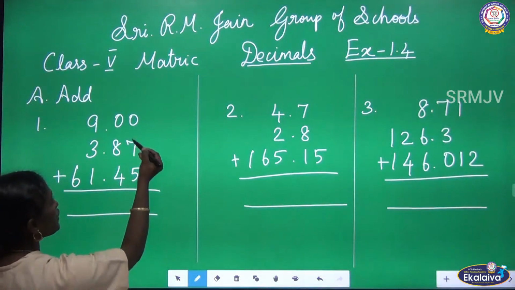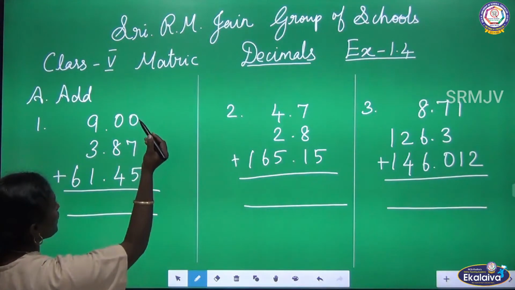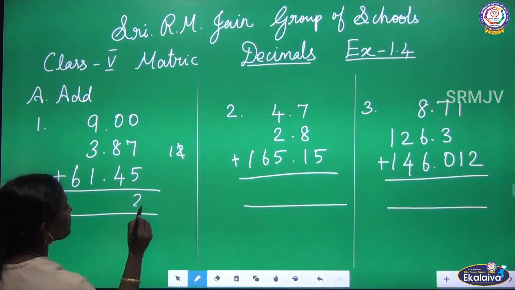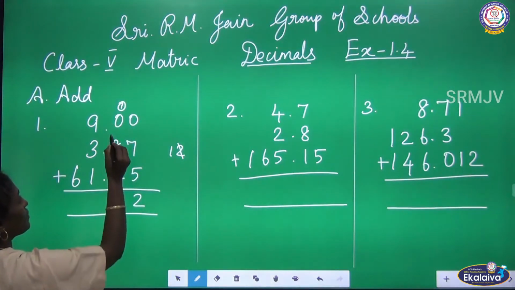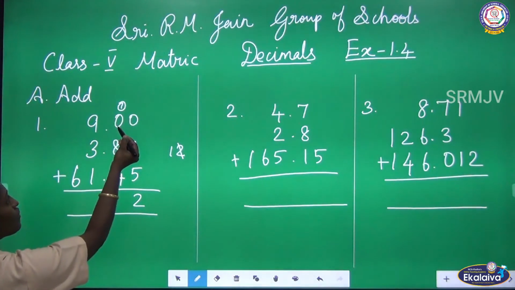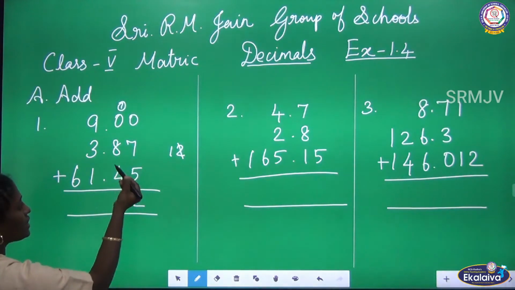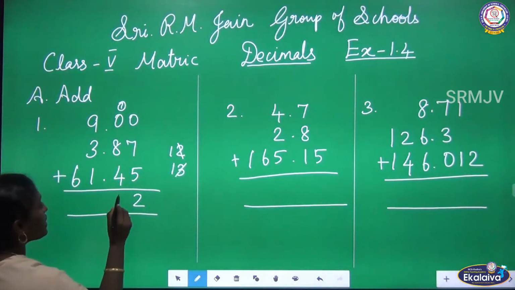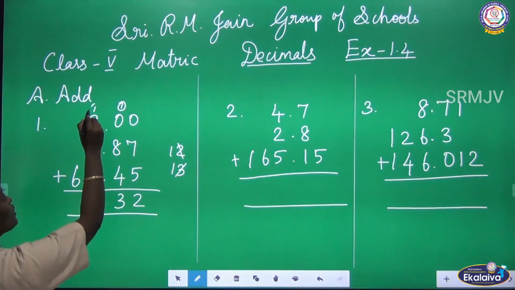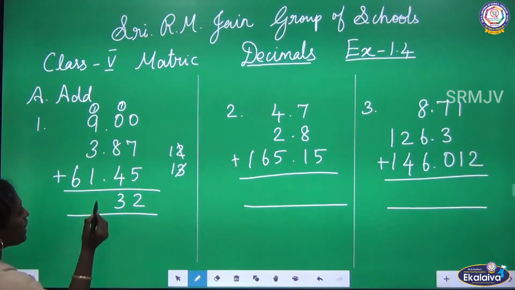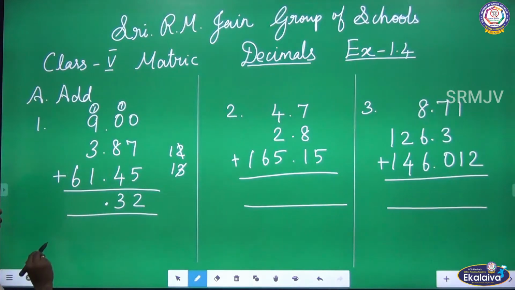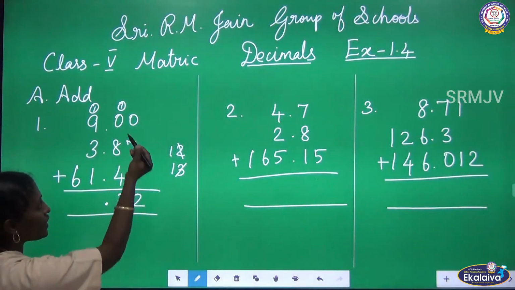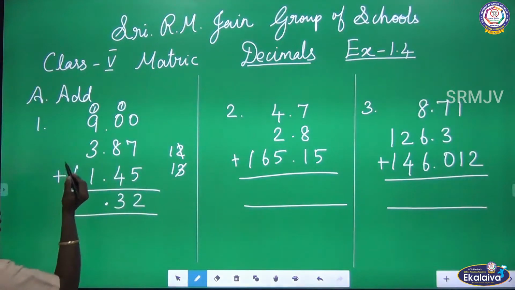Here 5 plus 7, 12, 12 plus 0, 12. So 12, we write 2 here, 1 carry over to the next place. Here 1 plus 0, 1, 1 plus 8, 9, 9 plus 4, 13. So 3 here, 1 carry over to the next place. Before that we have to keep the decimal point here. Then we have to add the whole number part. First we add the decimal part, after that the whole number part.